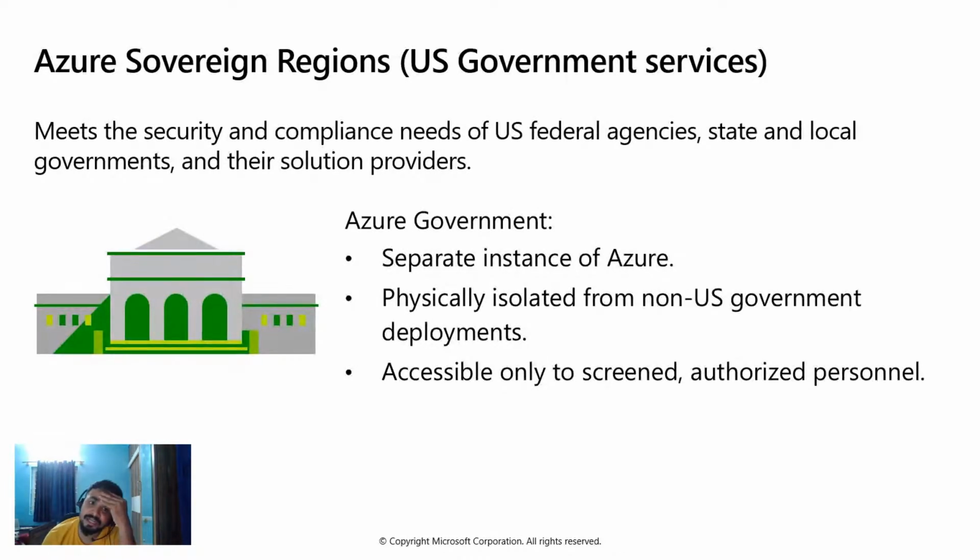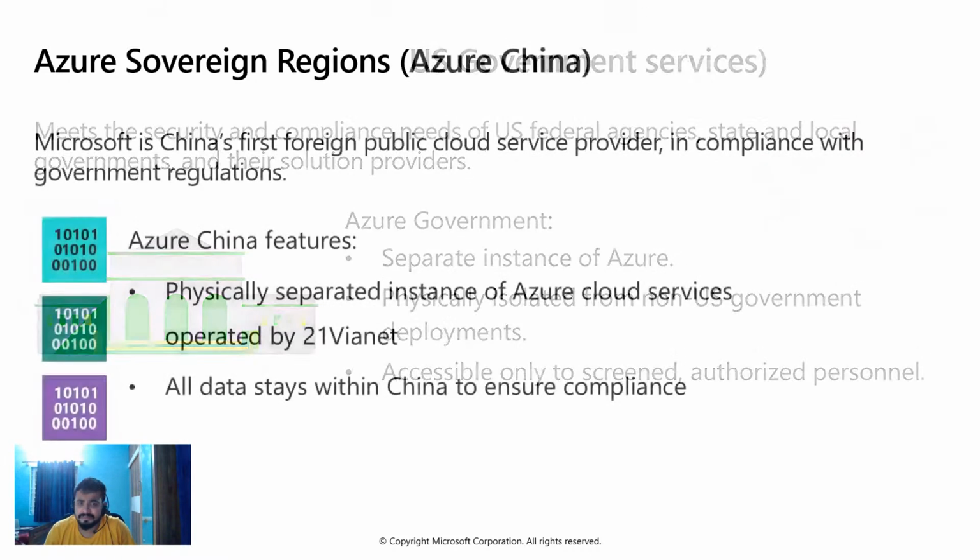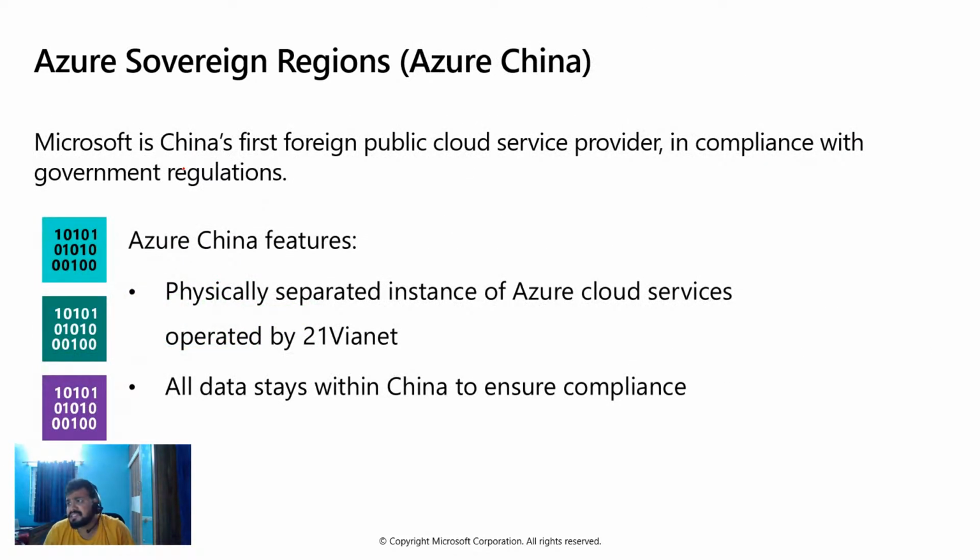Generally, you can't go to a data center and see your data. But in these sovereign regions, you can go to that data center. You can see what the data is, how many racks are there, and so on. It is physically isolated from non-US government deployments. In the US also there are multiple data centers, but there is one dedicated data center for government data only.